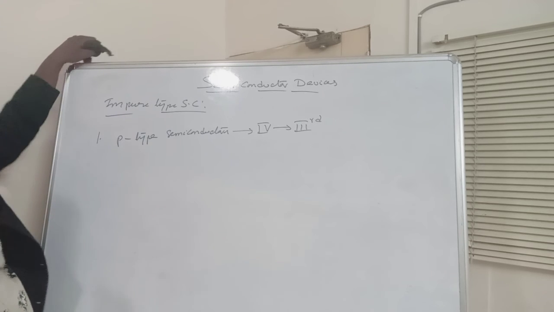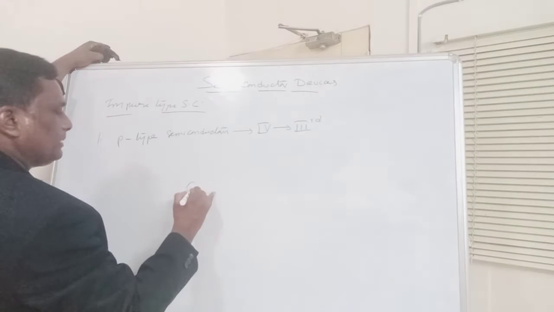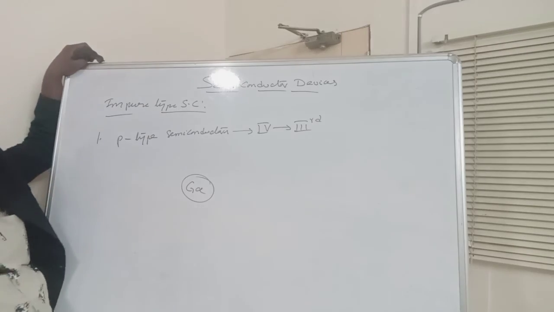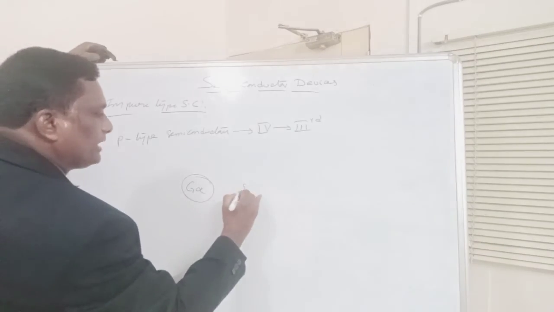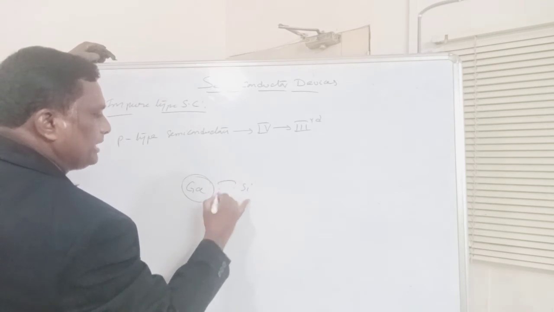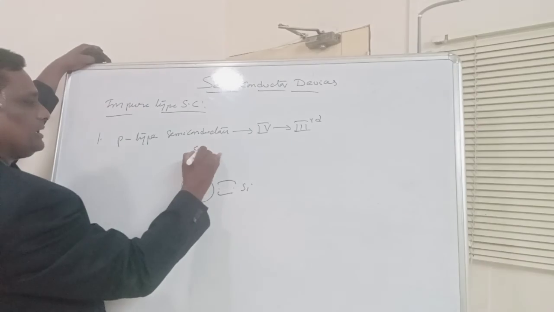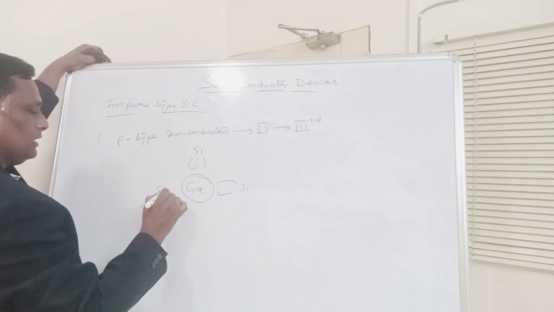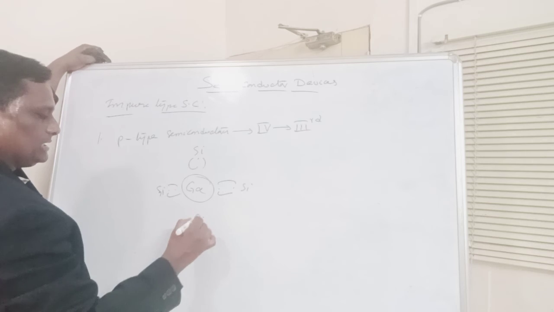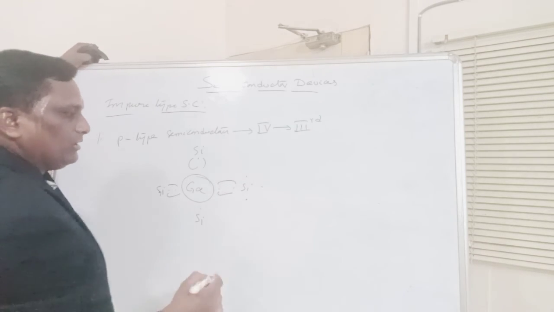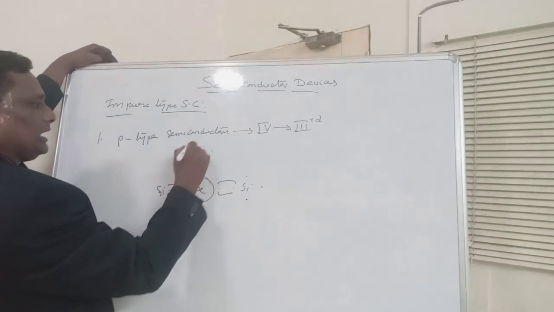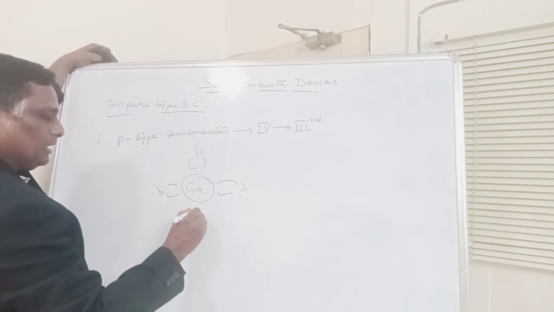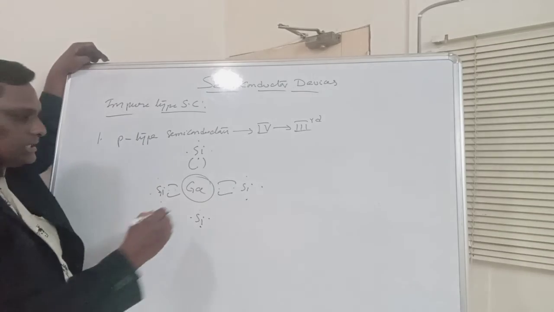How do you get it? For example, in the 3rd group you have gallium. Gallium has only 3 valency electrons. Silicon has 4 electrons. These two make a covalent bond with each other. Similarly, you take silicon, and these two make a covalent bond with each other. Silicon has 4 valency electrons like this. But to make the covalent bond here, gallium doesn't have the electron. Is it correct or not?